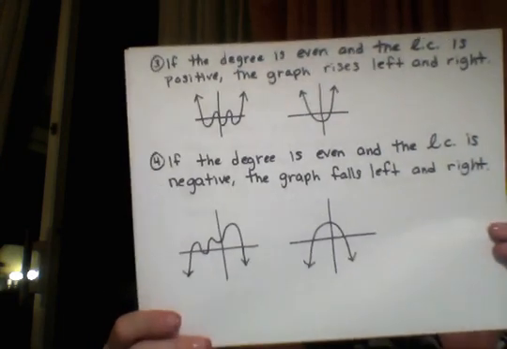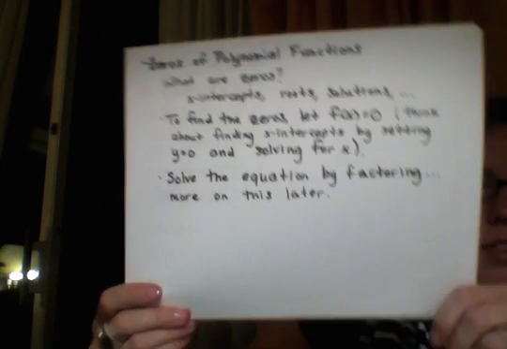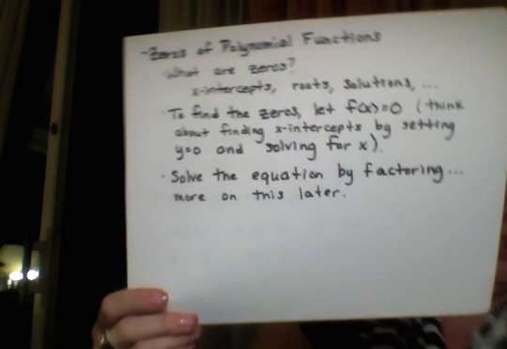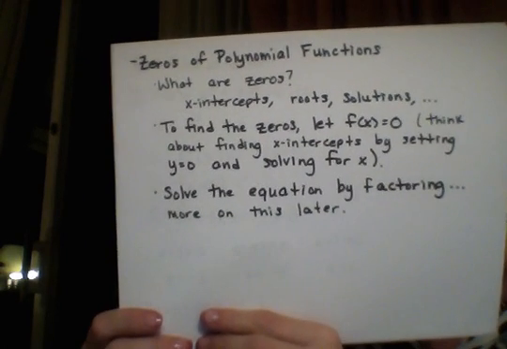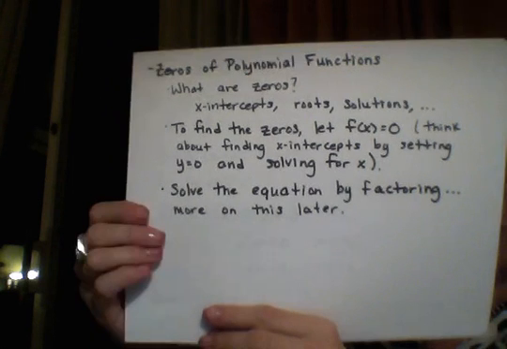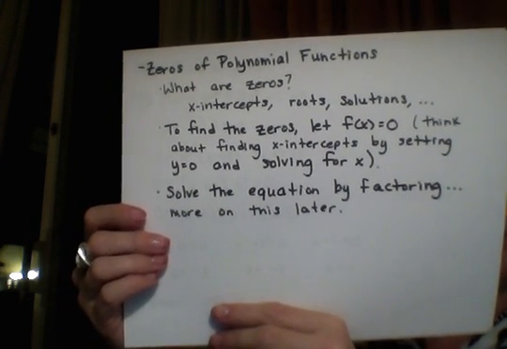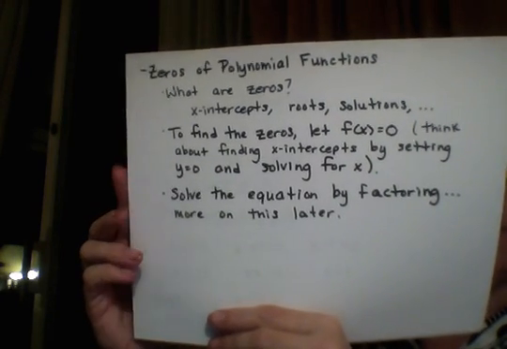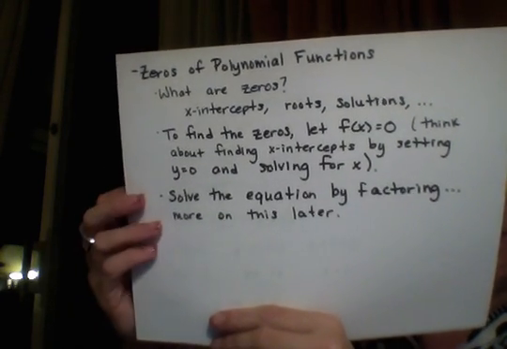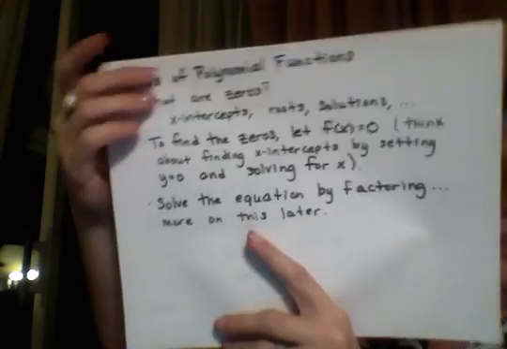Next, we're getting pretty close to the end of this one. Zeros of polynomial functions. What are zeros? So the term zeros is pretty much synonymous with things like x-intercepts, roots, solutions, all that good stuff. To find the zeros, we let f of x equal 0. Or you think about, how do we find x-intercepts? We always let y equal 0 and solve for x. So it's the same thing.